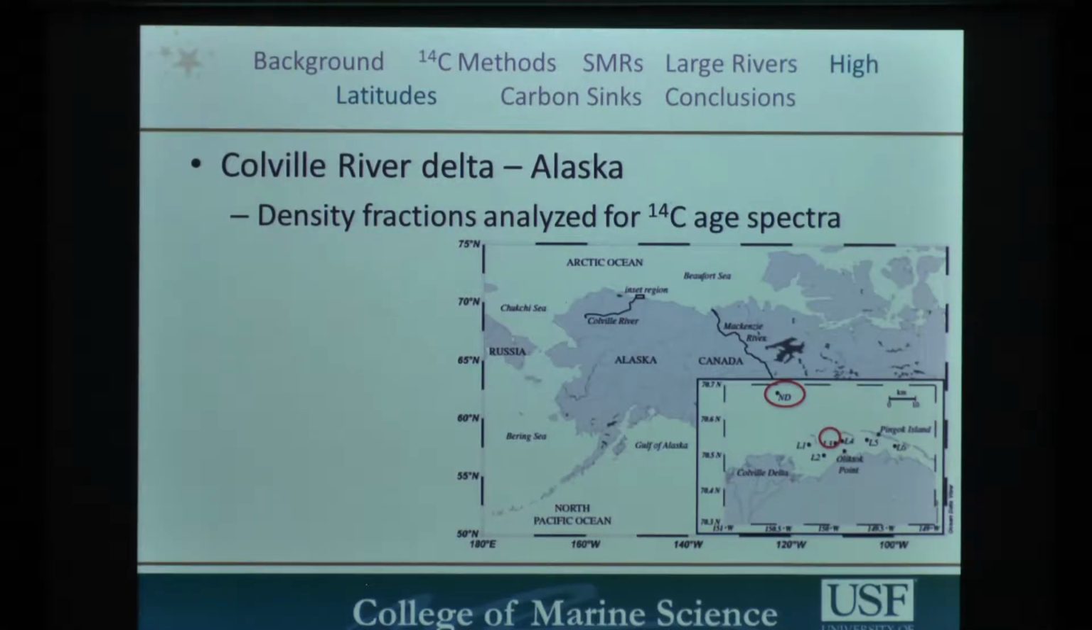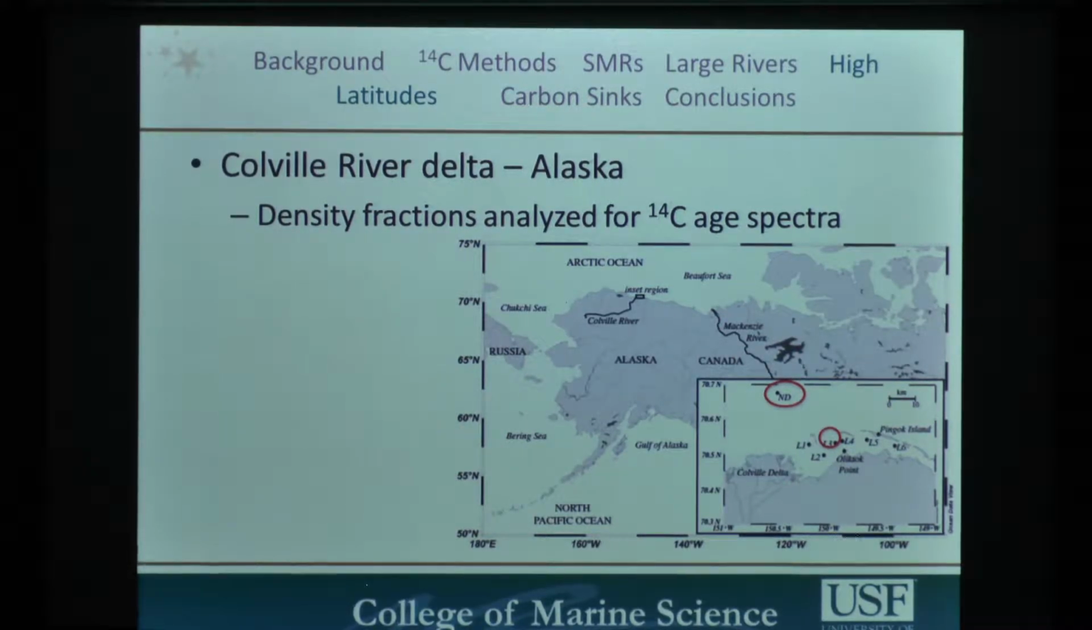We have two small data sets that I'll just sort of scratch the surface of here. The first one is for high latitudes. It's the Colville River. It's a river that entirely drains permafrost. So something, when people think of Arctic rivers, they usually think about the Mackenzie in North America.